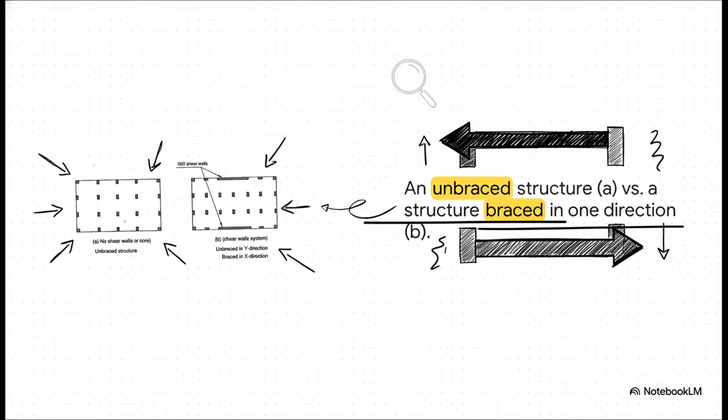This plan view makes it crystal clear. Look at the left in A, no shear walls, right? That's a classic unbraced frame. But then look at B. See those thick black lines? By adding those shear walls, we've now braced the structure. But notice, it's only in the X direction. It's still unbraced in the Y direction. That's a really key detail to catch.